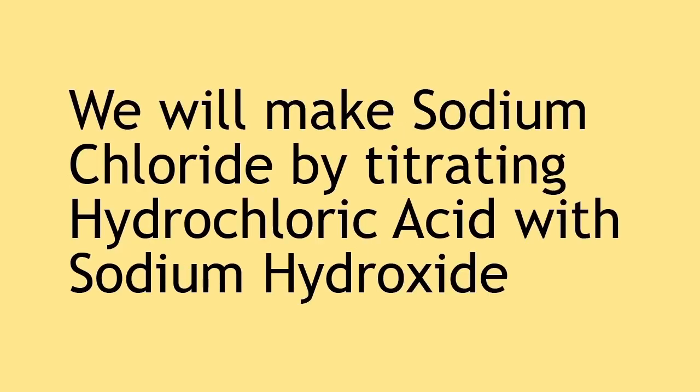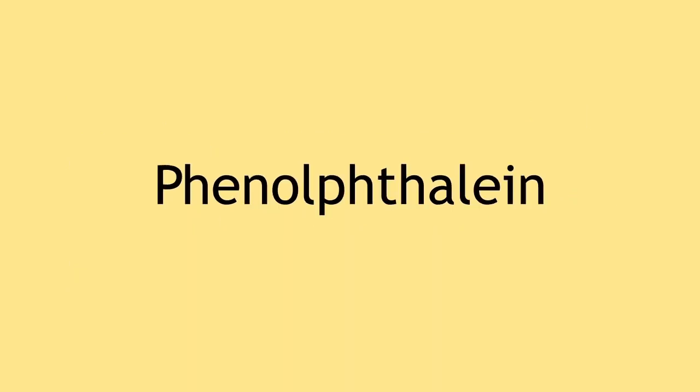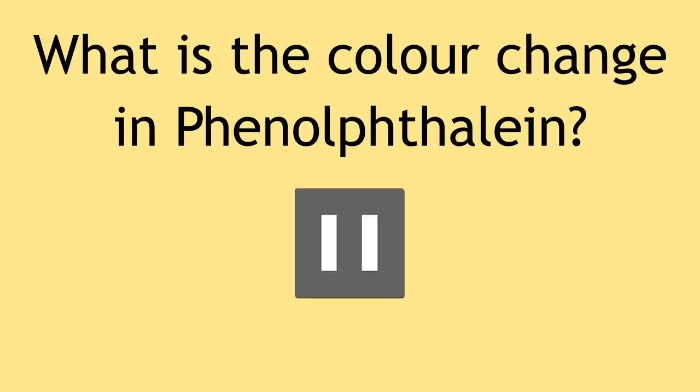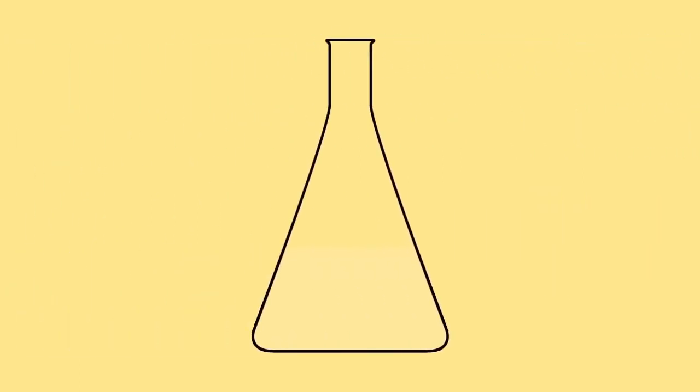We will make sodium chloride by titrating hydrochloric acid with sodium hydroxide. Remember to add phenolphthalein so we know the endpoint of the titration. Can you remember the correct color change? Pause and resume when ready. Phenolphthalein goes from colorless to light pink at the endpoint.